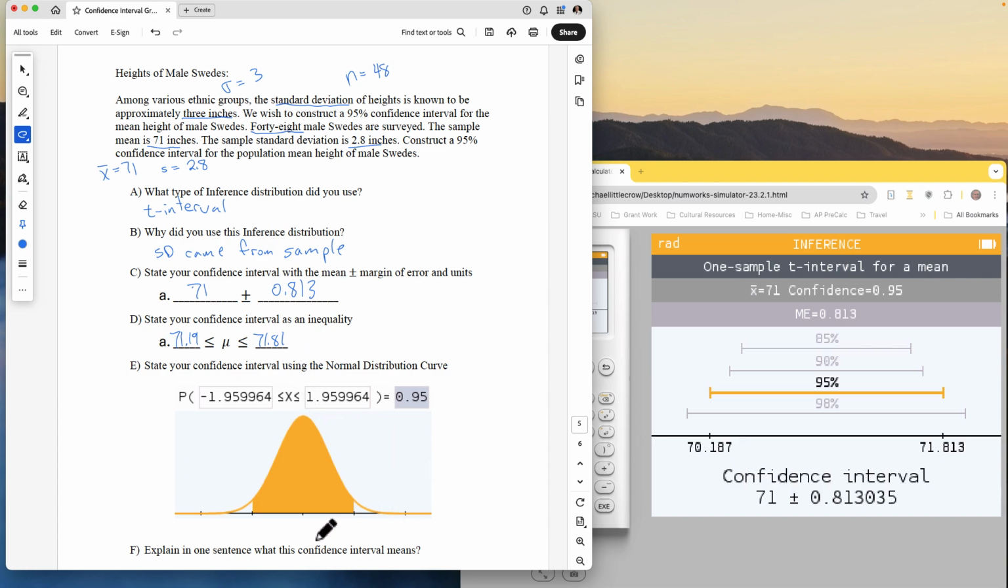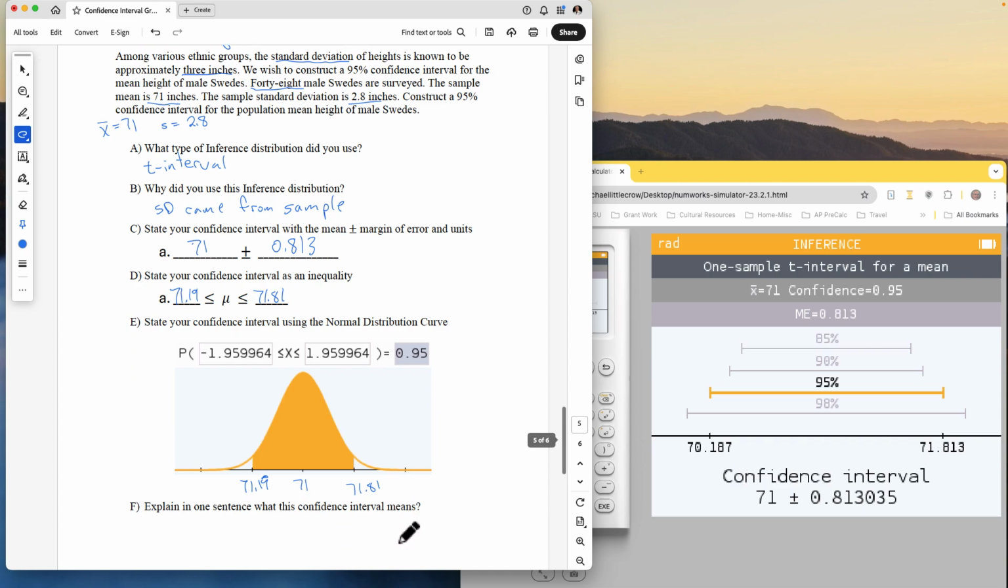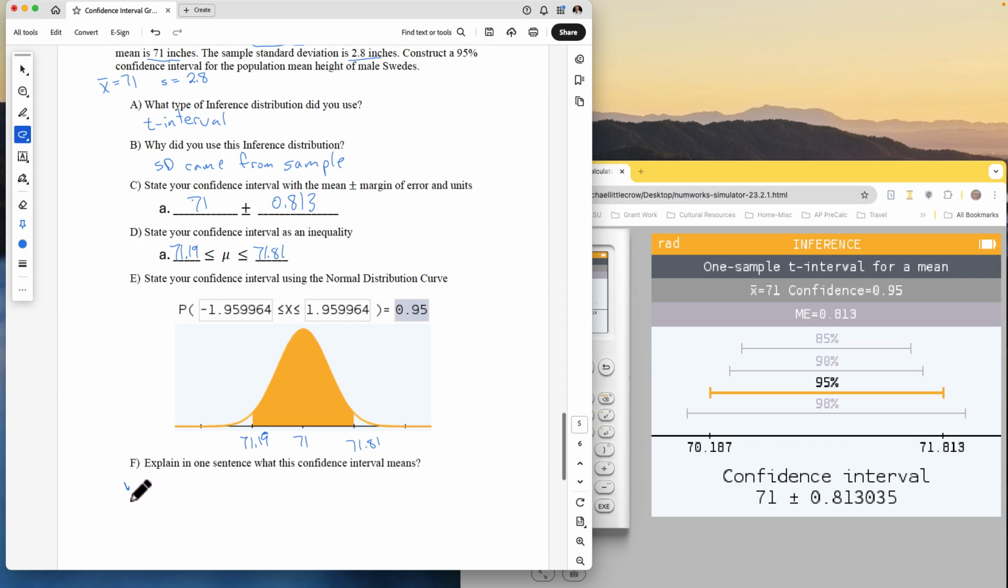Okay. And then for our drawing here, the mean is 71 inches, ranging from 71.19, maybe just go 71.2, it's an inch, right? To 71.81. Explain in one sentence what this confidence interval means.